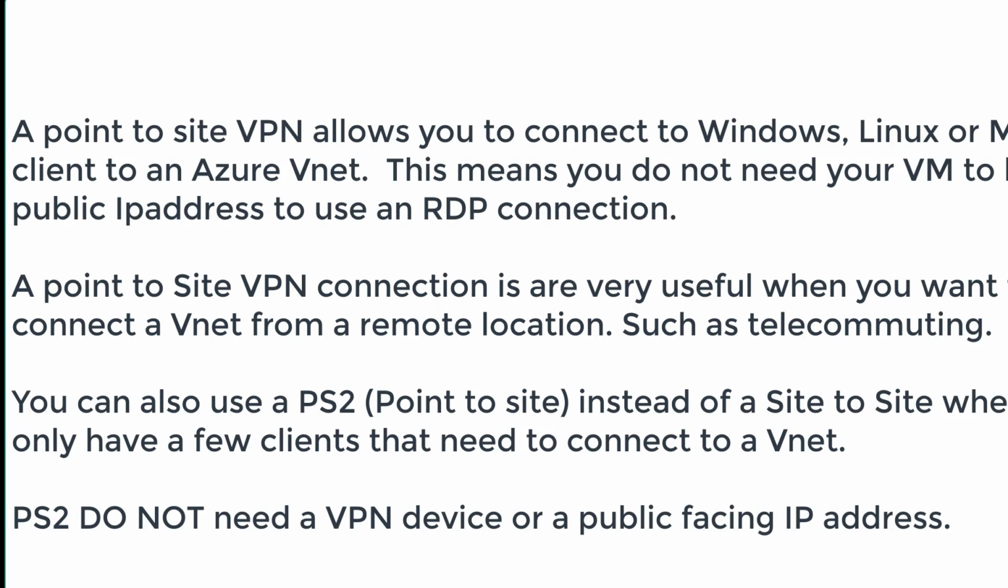You can also use point-to-site instead of a site-to-site VPN when you only have a few clients that need to connect to a VNet. Point-to-site connections do not require a VPN device or a public-facing IP address. Point-to-site creates the VPN connection over either Secure Socket Tunneling Protocol or IKE version 2. I think this is going to be a very great training session.